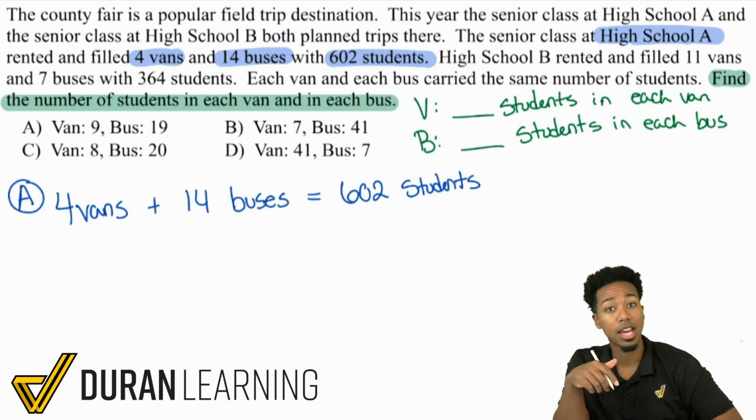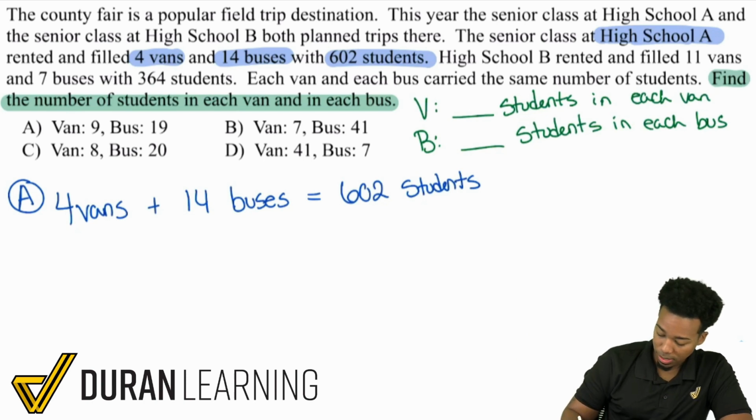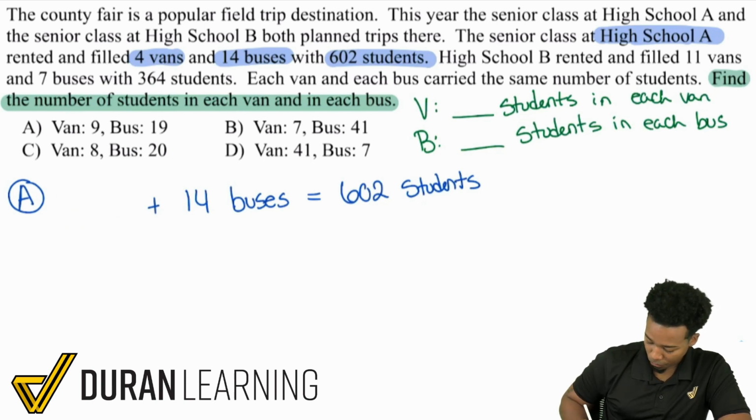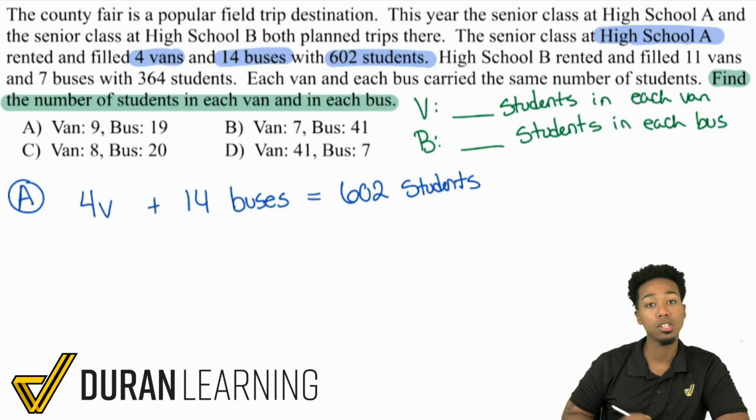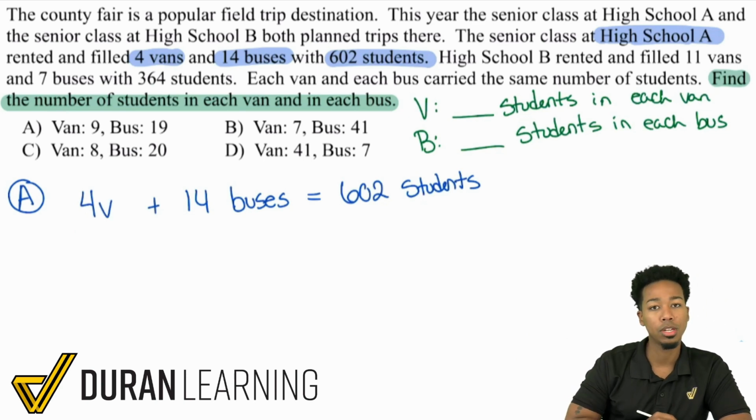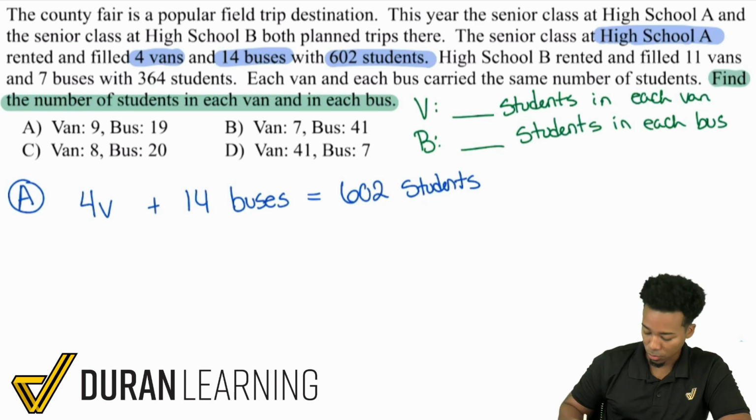So here, that's exactly what I'll do. With 4 vans, that's going to be 4V, 4 times V, because 4 vans times the number of students in each van, boom, that's going to give you the number of students in all the vans for high school A.